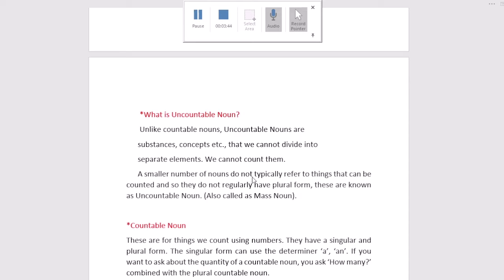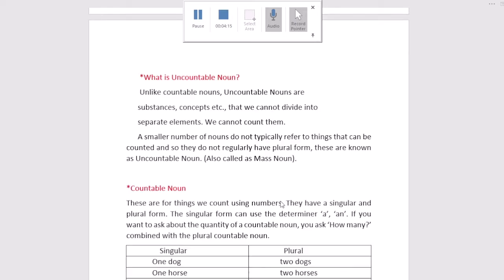A smaller number of nouns do not typically refer to things that can be counted, and so they do not regularly have plural forms. இதுக்கு என்ன அர்த்தம்? They do not have plural forms. These are known as uncountable nouns. So they are called uncountable nouns, and they are also called mass nouns. Adukku innoru per enadhu? Mass noun.